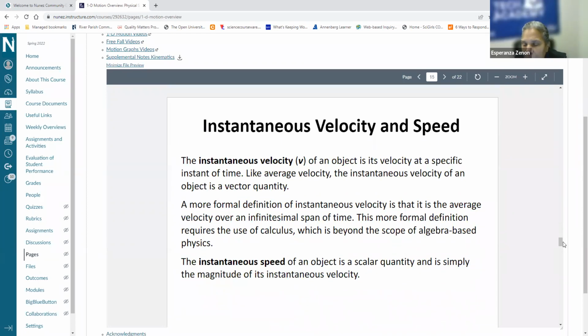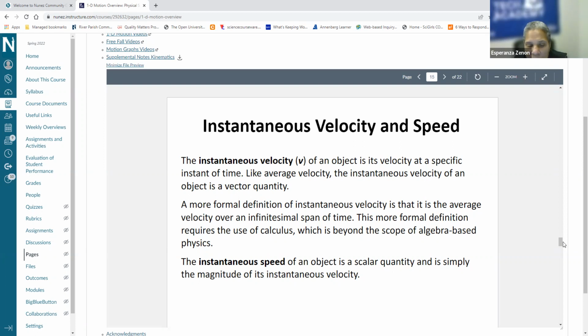Instantaneous velocity and speed. I'll just keep this simple. Instantaneous velocity is the velocity at any given moment. Instantaneous speed is the speed at any given moment. So like freeze frame, you freeze time at that instant. What is the velocity at that instant? What is the speed?